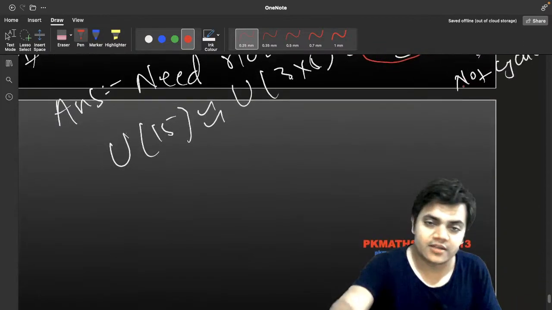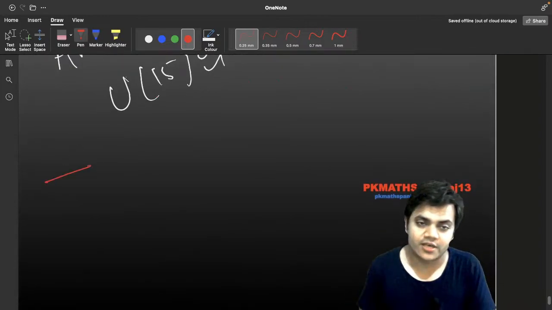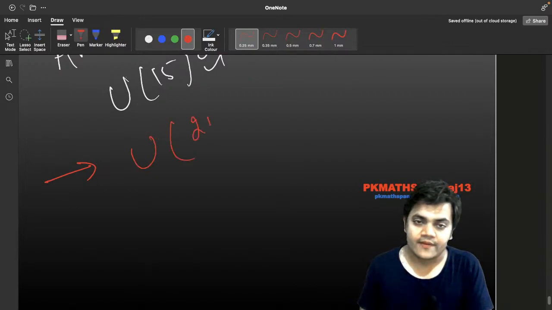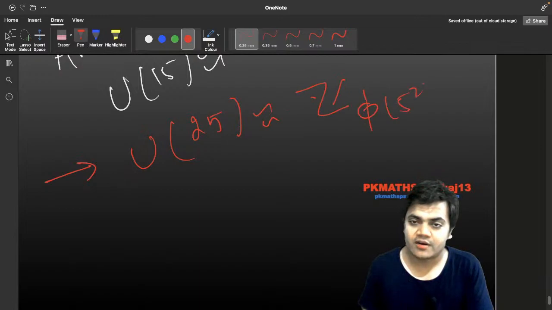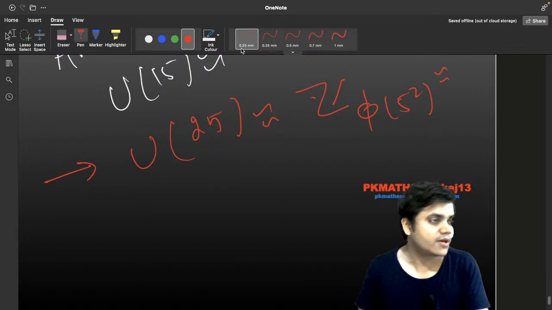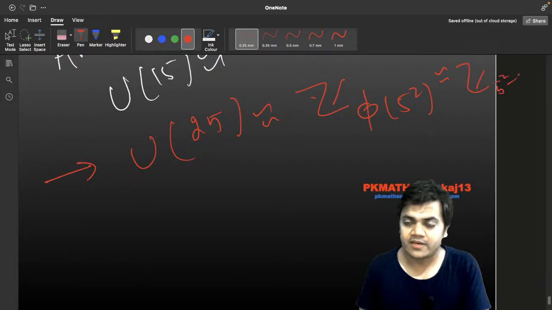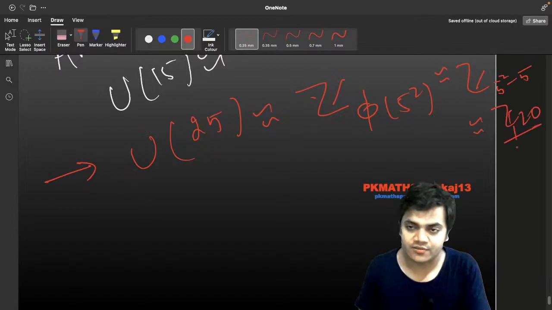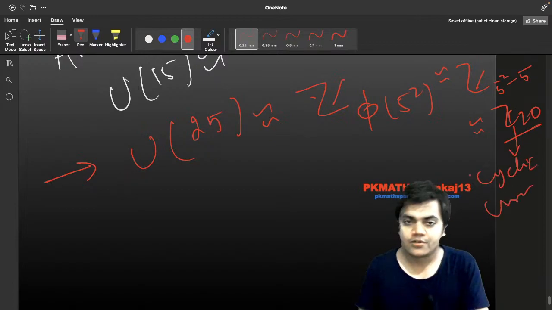Okay, but on the other hand, if somebody asks you about U(25), then this U(25) is certainly isomorphic to Z_phi(5 squared). And what is phi(5 squared)? It is 5 squared minus 5, so it will be isomorphic to Z20, and this is certainly a cyclic group. So that's why U(25) is cyclic undoubtedly.